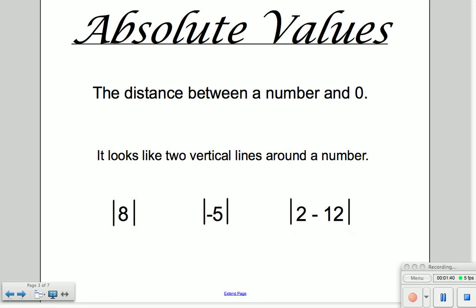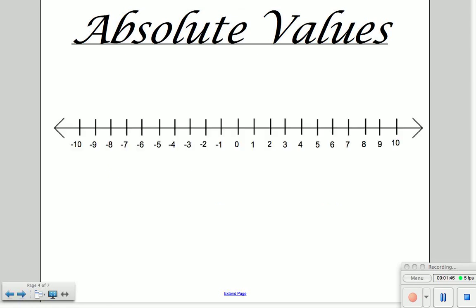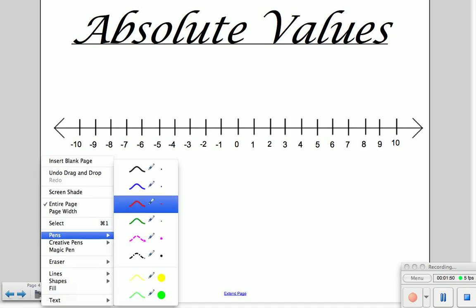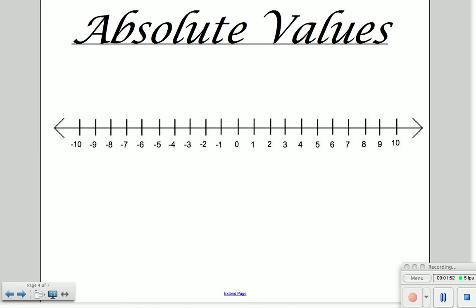Okay, so let's take a look at where this absolute value thing comes from, which means we have to look at a number line. Here we go. Let's just pick a number like 6. So we're chilling at the 6 spot right here, and we want to know what its absolute value is. So what does that mean? The absolute value of 6 is how far away it is from 0. So how far away is 6 from 0?